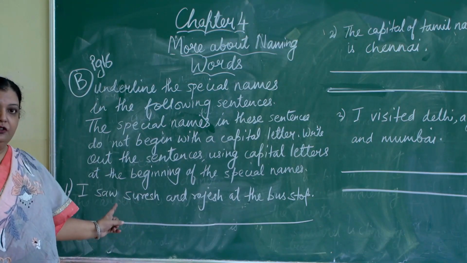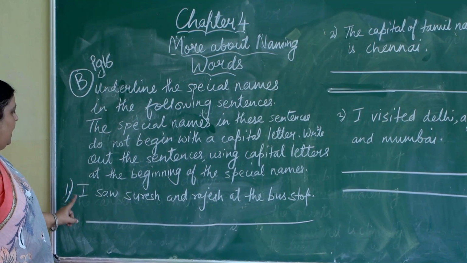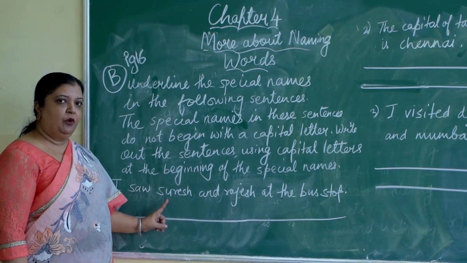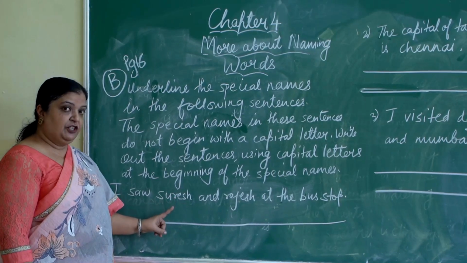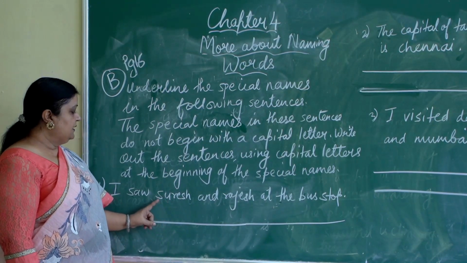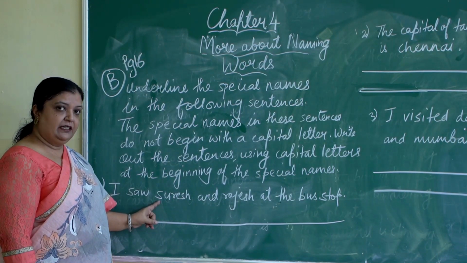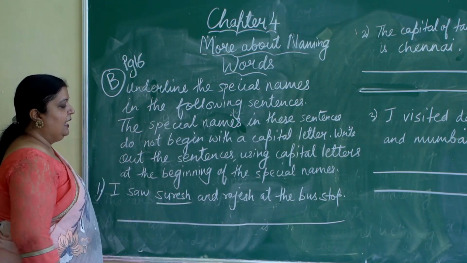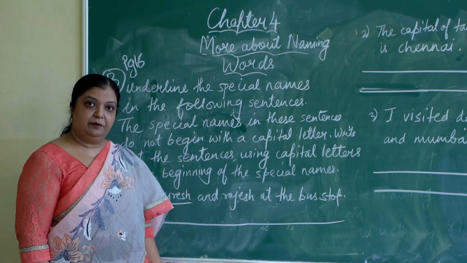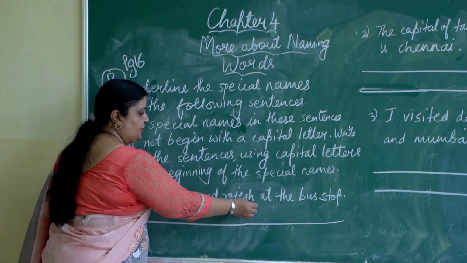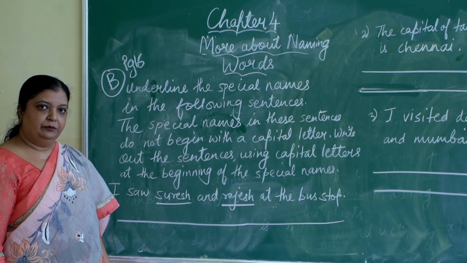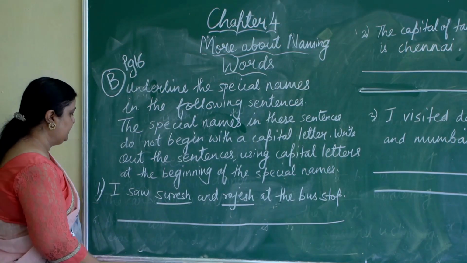Now we will switch on to the first sentence. I saw Suresh. Suresh is the name of a boy, but this special word does not have a capital letter. So you will underline it. And Rajesh. Special name Rajesh at the bus stop. Now how will you rewrite it?